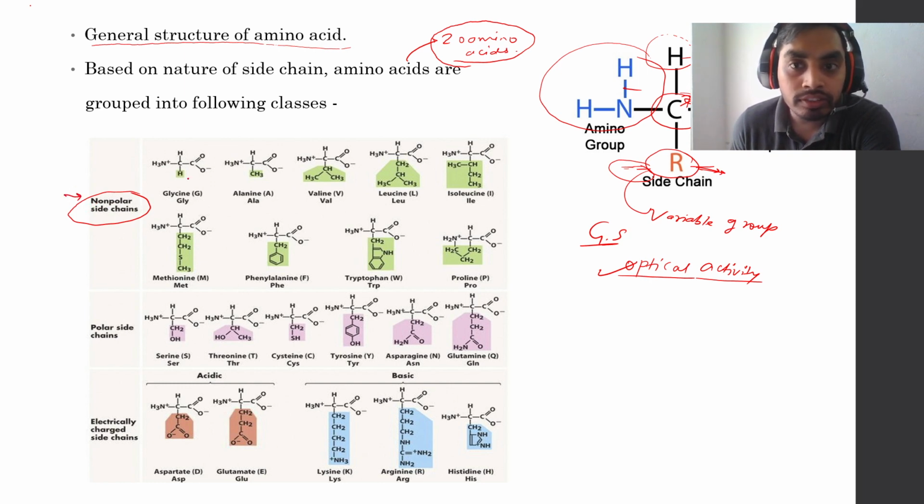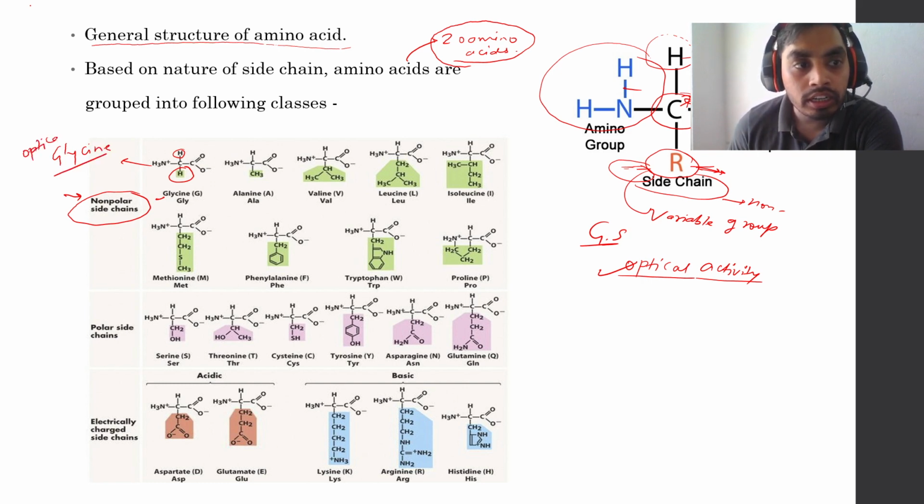The amino acids in which this side chain is non-polar, I mean there is no charge present on this side chain. So the first example is glycine. In case of glycine, the R group is hydrogen. And in this case, you can see that two groups are the same. So the only exception is glycine. Glycine is optically inactive.